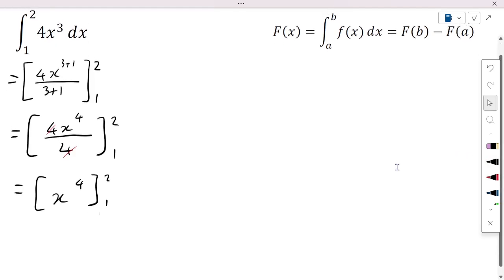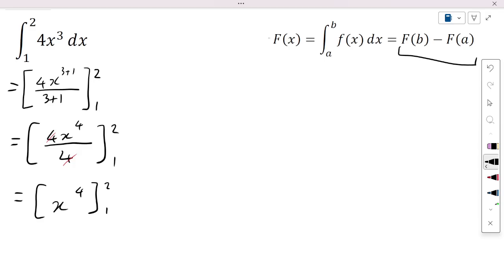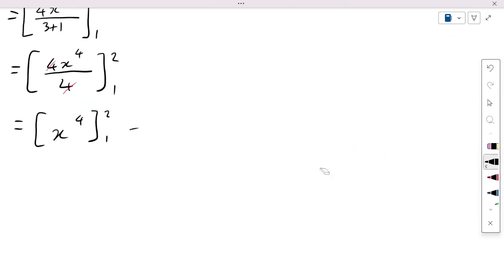Okay. And now we're going to be using this form over here, F of b minus F of a. Can you see that this is actually represented as our capital letter F of x now? Because we found the integral already. So that is our capital letter F of x. That means we're just going to sub in a and b, but we must do it in this way, right?